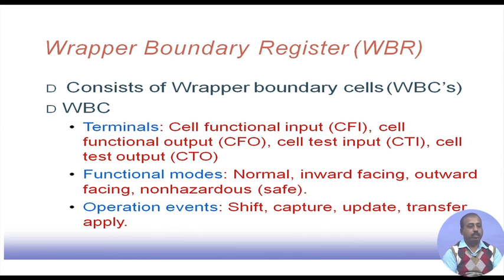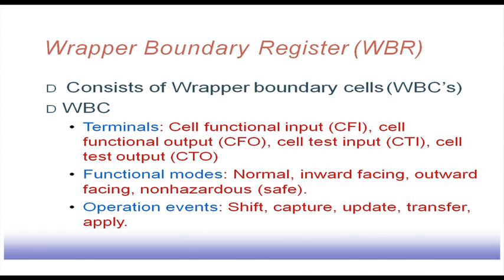Then we have inward facing. There is a difference between inward facing and outward facing. When we are testing a particular core, the test bit in the wrapper boundary cell is going to be applied to the core. So, that cell is directed inward, as its content will be put inside the core for testing. On the other hand, if you are testing an interconnect between two cores, then the content of a particular cell will be taken out of the core and applied to the input of another core. That is outward facing.